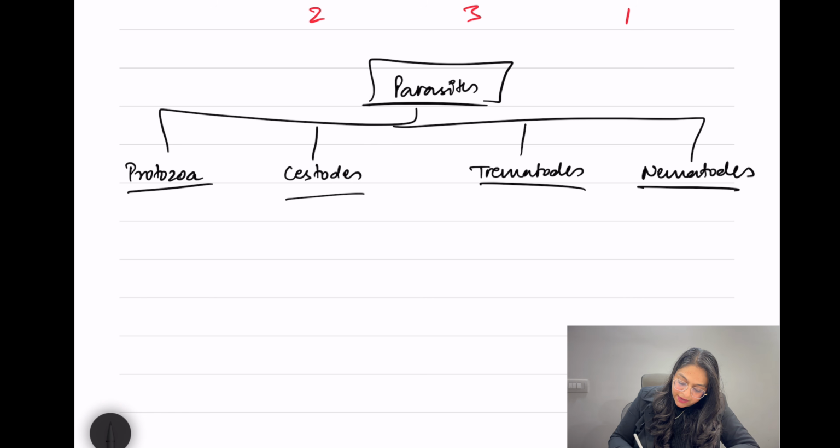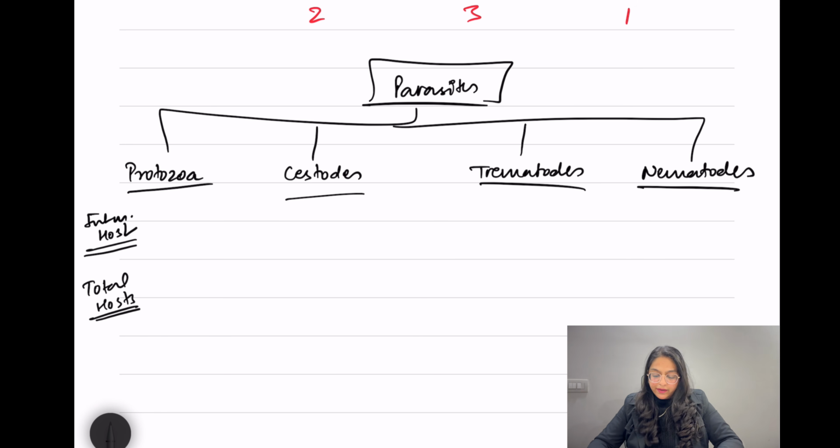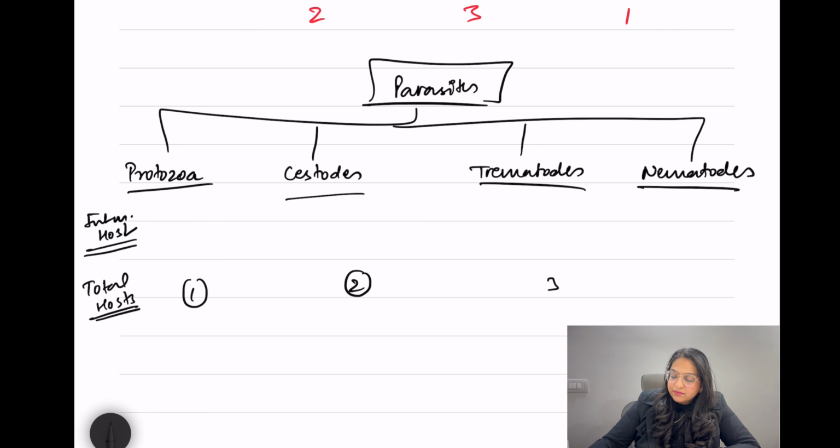I will write here intermediate host and total number of hosts. Now, I can just do the counting. 1, 2, 3 and this is also 1, not 4, right? So the total number of hosts for protozoa is 1. So 1 will always be a definitive host. So there are 0 intermediate hosts.